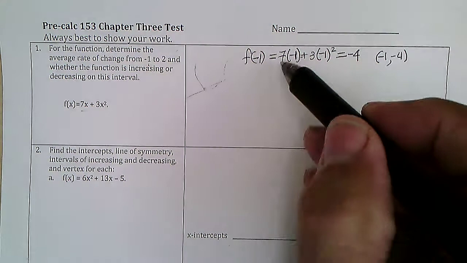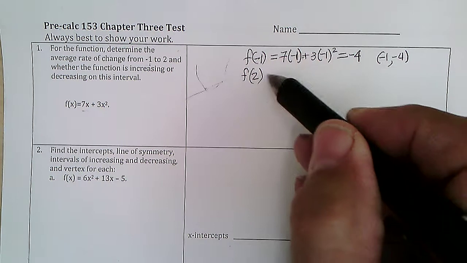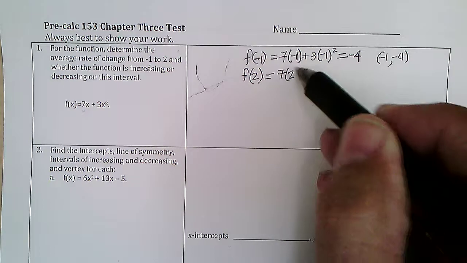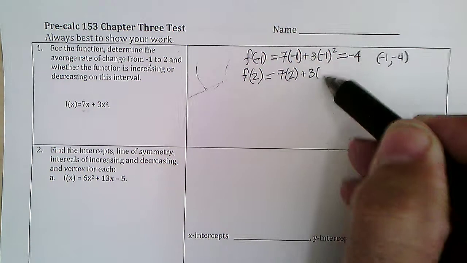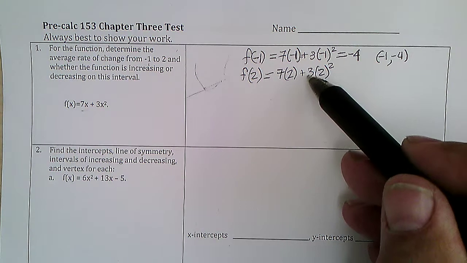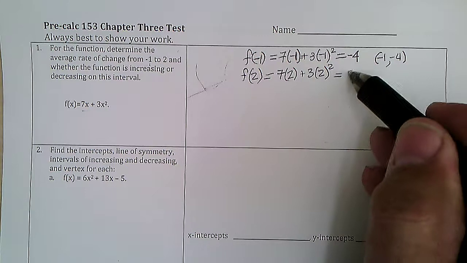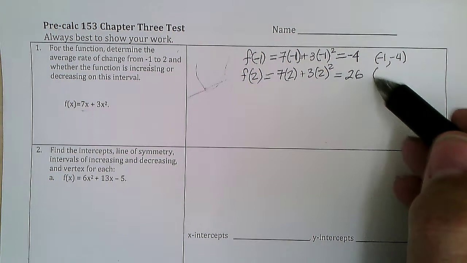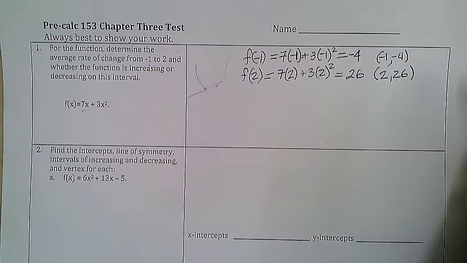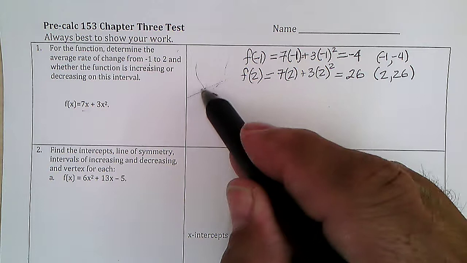The next point we're going to find is at f of 2. So we're going to have 7 times 2 plus 3 times 2 squared. 2 squared is 4 times 3 is 12. And 14 plus 12 is 26. So we have the point 2, 26. The slope on this would be the average rate of change to get from one to the other.